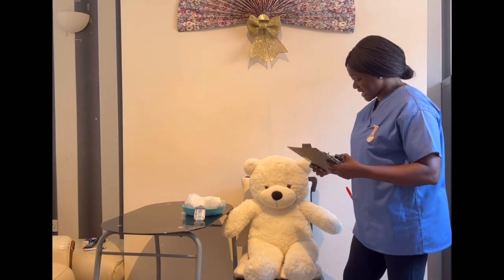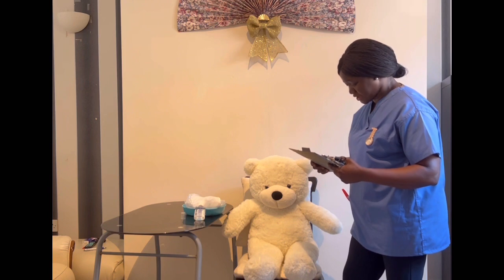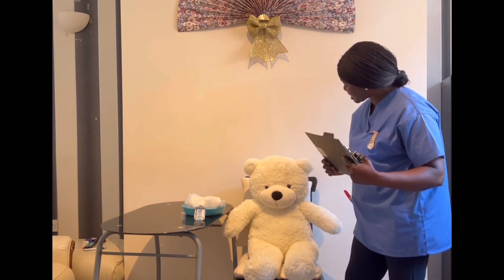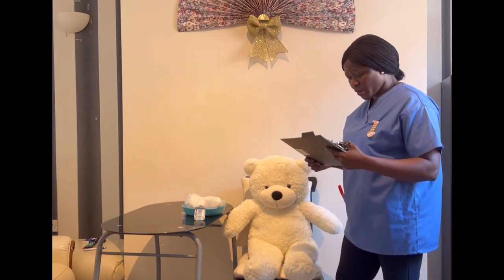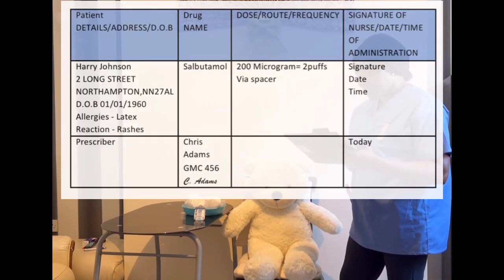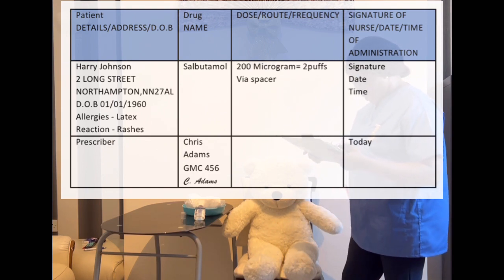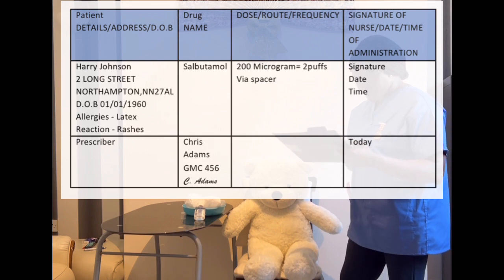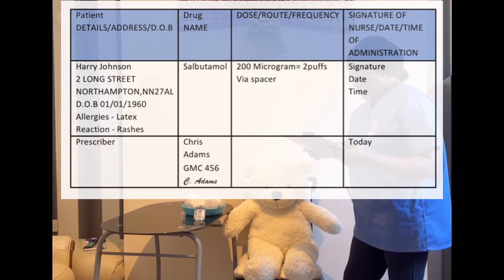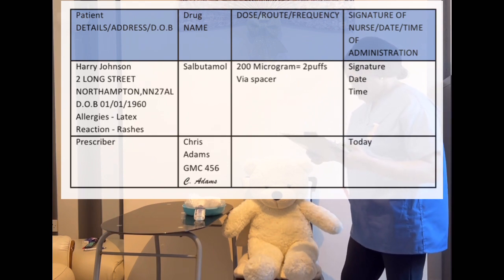So, Harry, like I said, I'm here to give you your due inhaled medication. Is it okay to just read the chart with you? Yes, nurse. Okay, wonderful. I have with me the chart of Harry Johnson, address 2 Long Street, Northampton, NN2 7AL, date of birth 01/01/1960. There is a documented allergy to latex with rash.